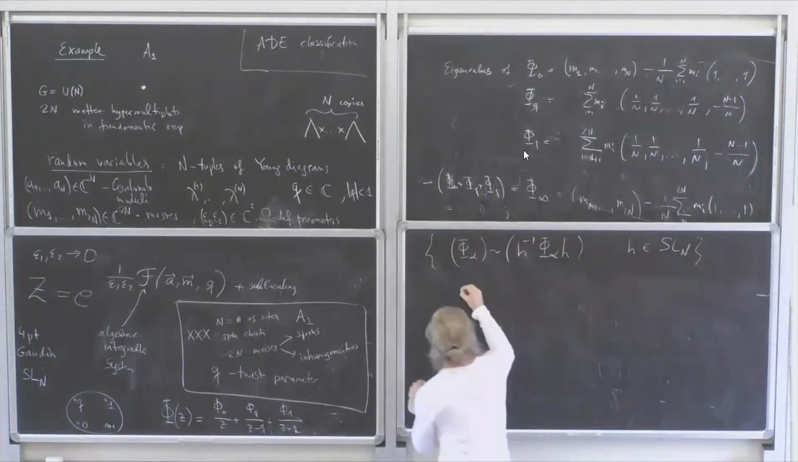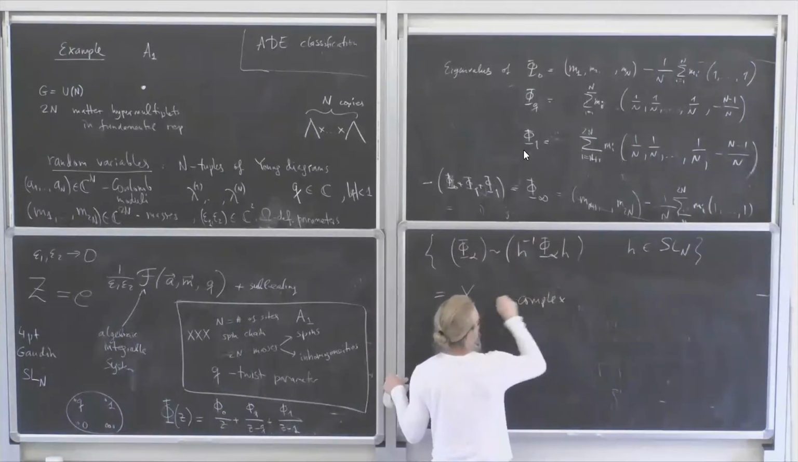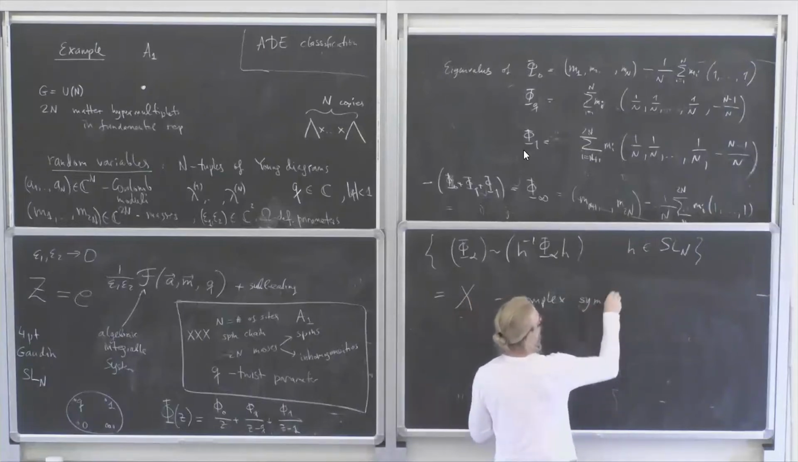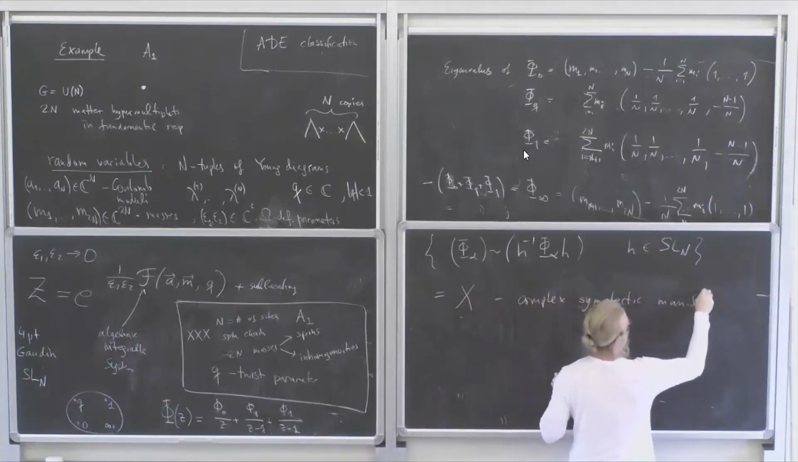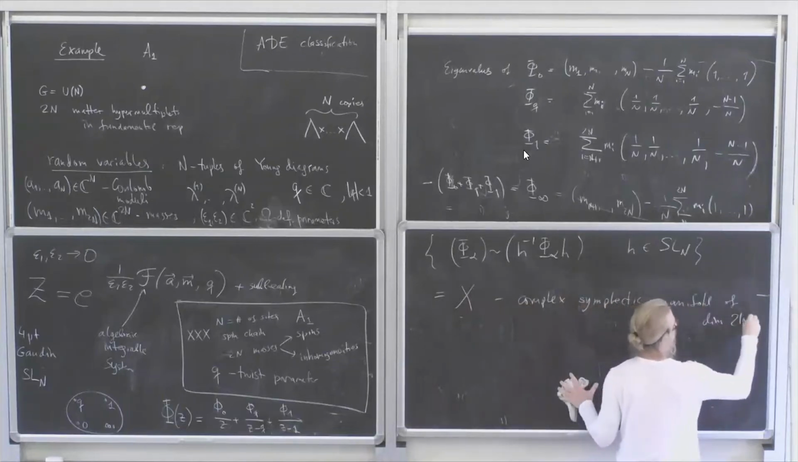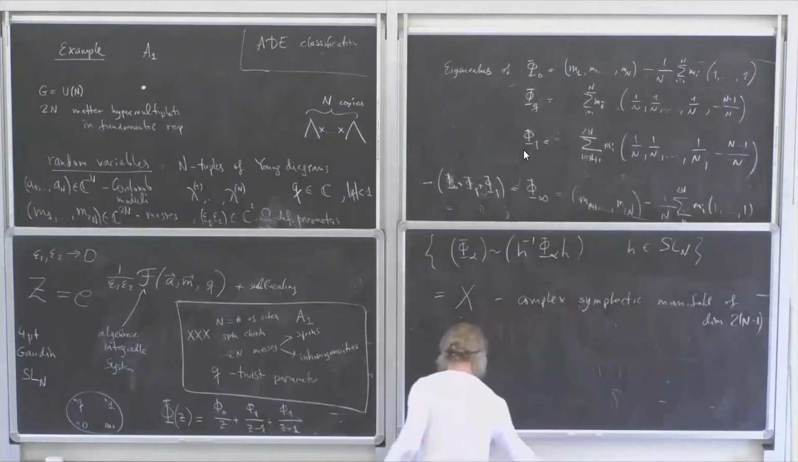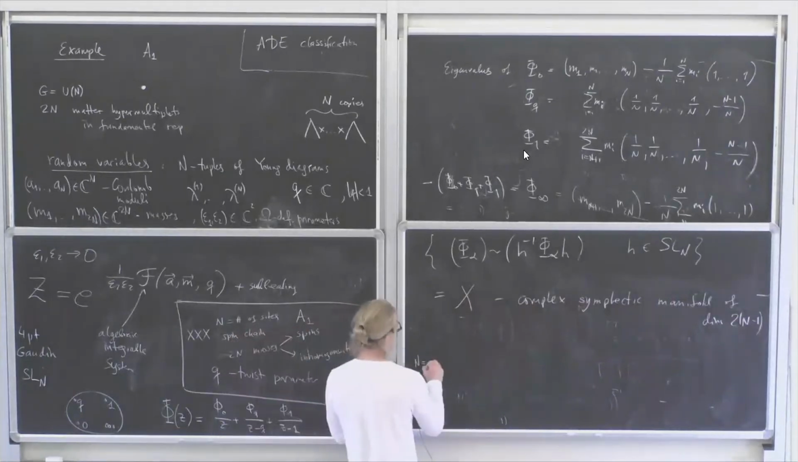It's a complex symplectic manifold of dimension 2n-1. It's easy to see what it is in case n equals to 2.